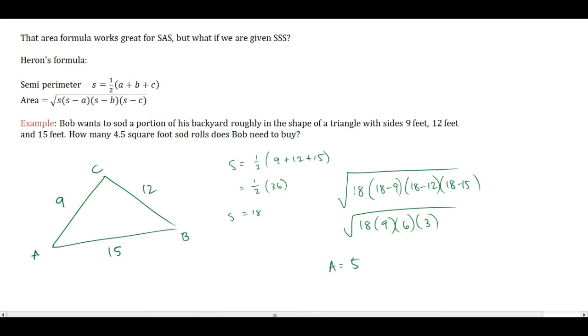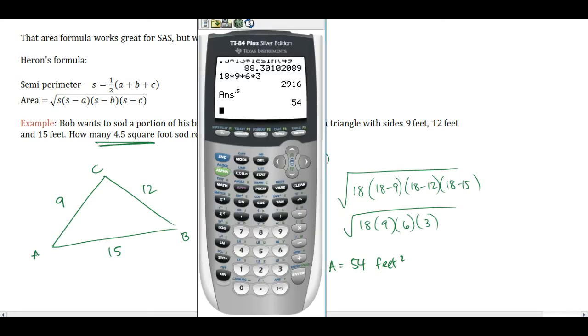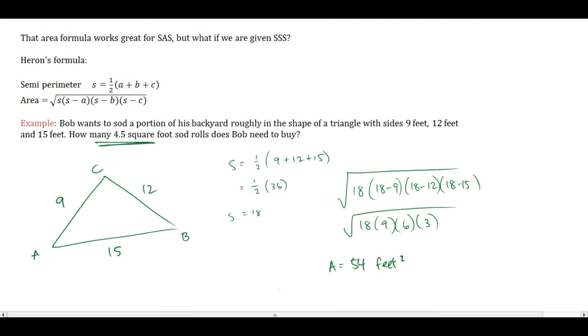The area is 54. Now, was this in feet? Yes, feet squared. Yay. But be careful, though. That's the answer to the area. The question says, how many rolls of 4.5 square foot sod, he goes at Home Depot or Lowe's, whichever you prefer, how many would he have to buy? Well, they're 4.5 square feet each, and I got 54 square feet. It looks to me like he's going to need about 12. And so I would tell this guy, go get 12 rolls of sod, and you will be happy.